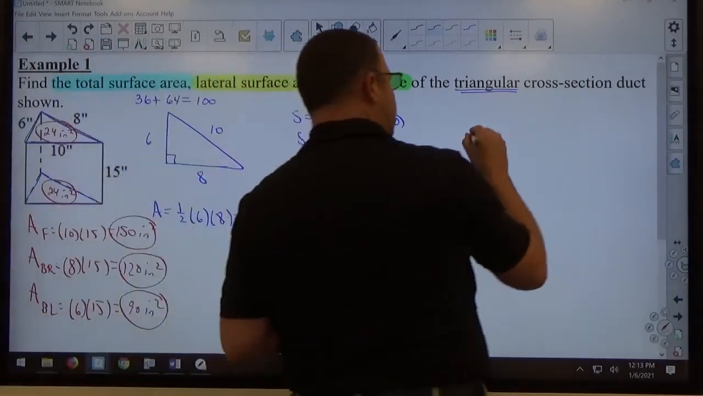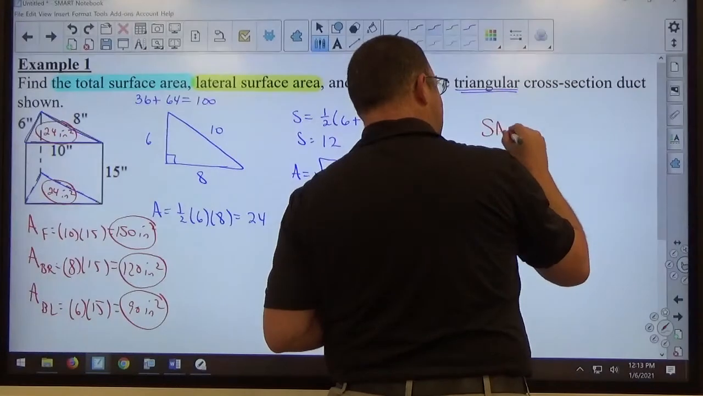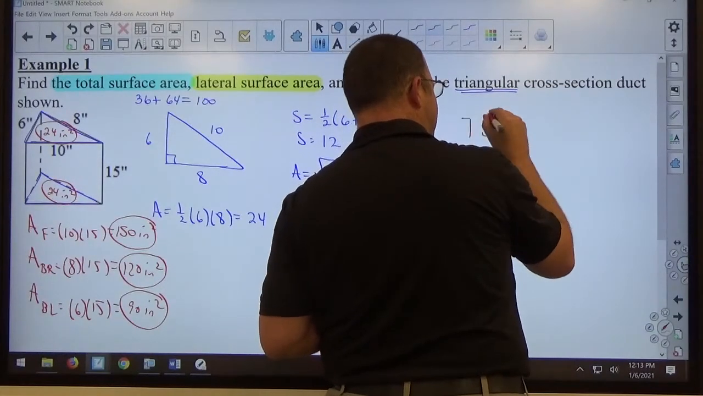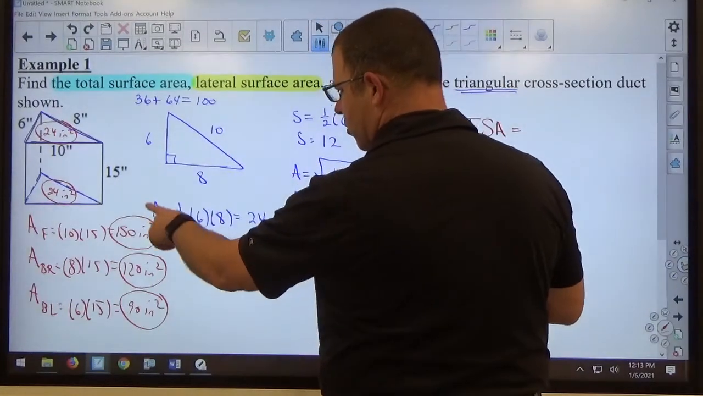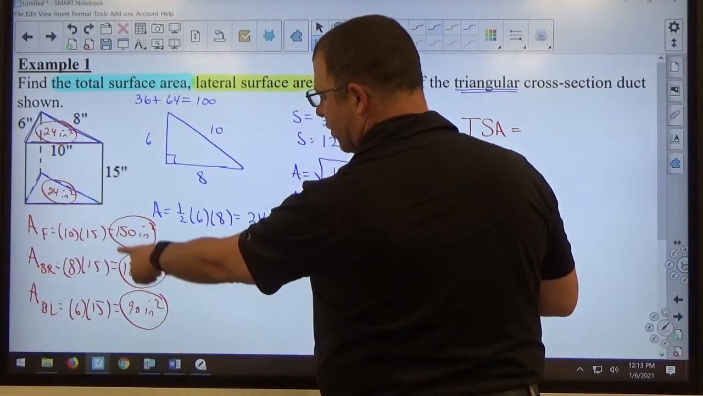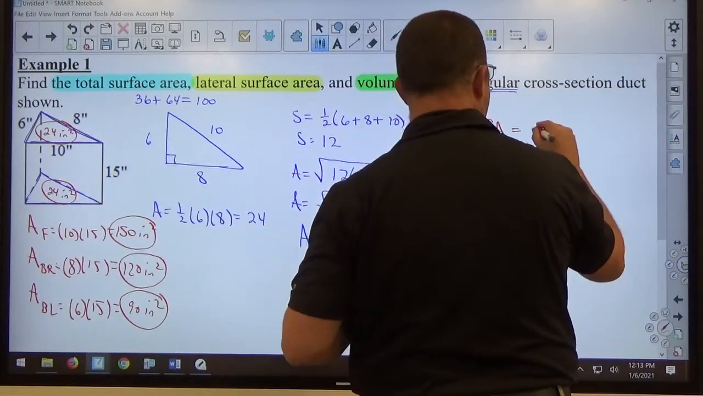So let's say TSA. Total surface area is the sum of those 5 numbers. So 150, 120, 270, 360, and 48 is 408.